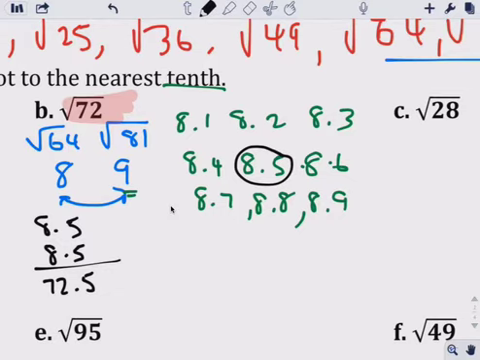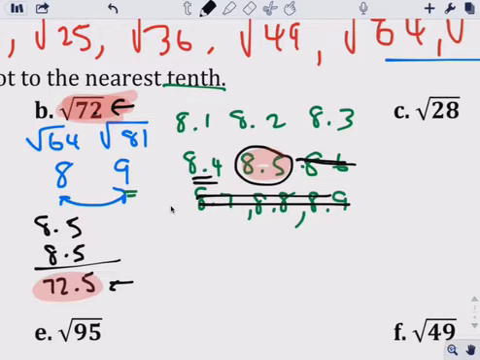Okay, 72.25 is pretty close to 72. So it may be our answer. This can be our answer. But we know it's too high. See? So we don't need to try. It's already past 72. So don't pick any of these other numbers. It's off limit. So our only choice now is 8.4 times 8.4.